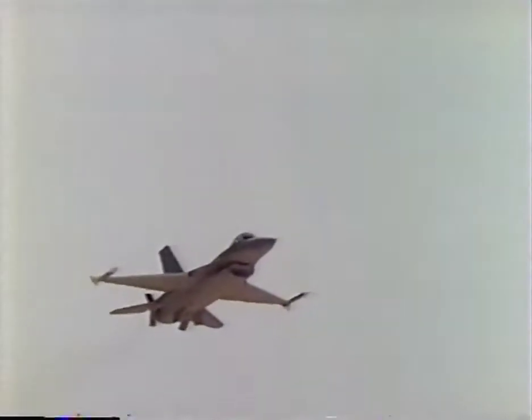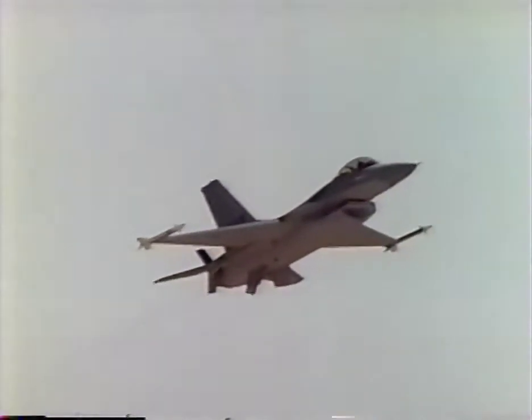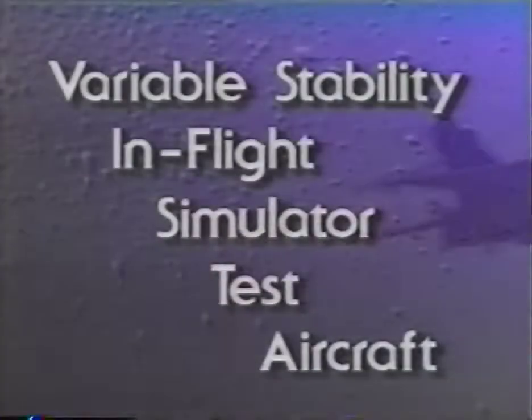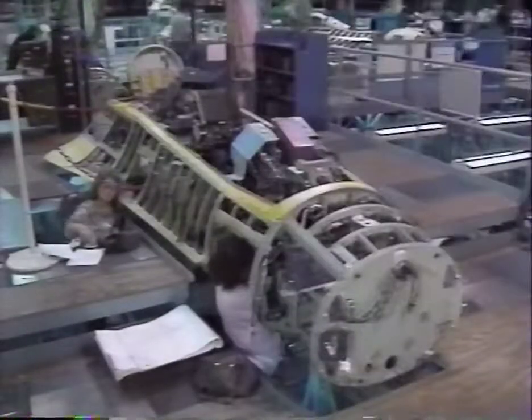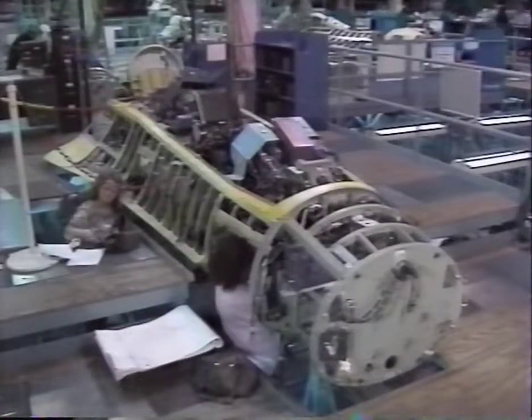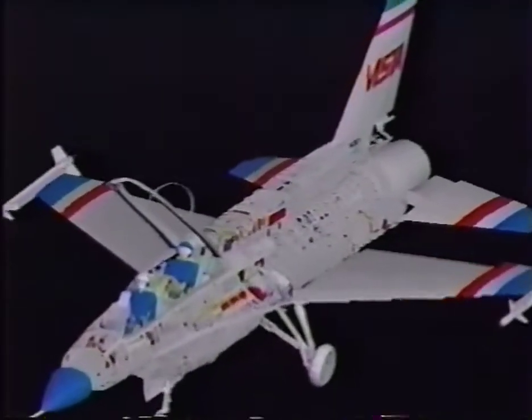In 1988, General Dynamics was awarded a contract by the Air Force to design and build a variable stability in-flight simulator test aircraft, to be known as Vista. Because of the amount of redesign required and the fact that there would be only one aircraft built, a decision was made to utilize computerized mock-up techniques instead of the traditional metal mock-up.